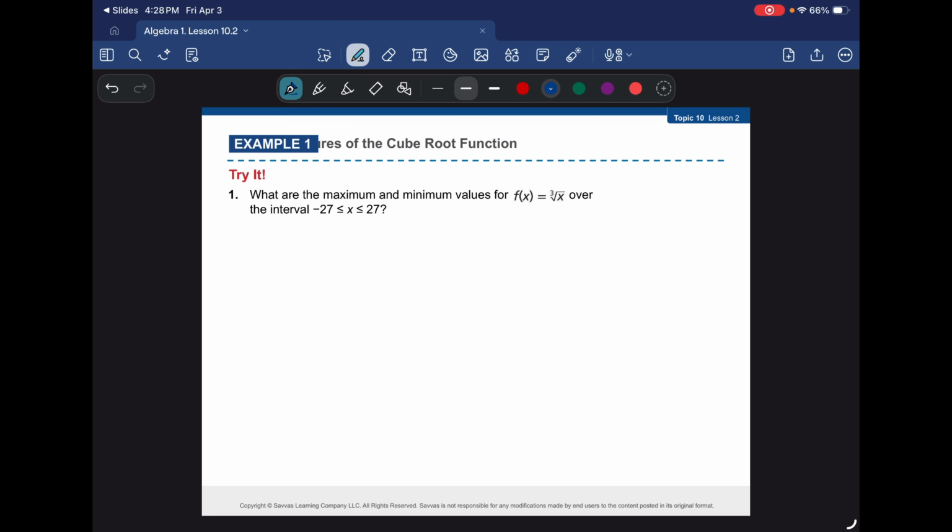Try it number 1. What are the maximum and minimum values of the function cube root of x over this particular interval? So again, we're going to evaluate the endpoints and find the minimum at the farthest left input, and the maximum will be the output at the farthest right endpoint. So if we evaluate f of negative 27, the cube root of negative 27 is going to be a negative number, and it will be negative 3 times the square root of 3.